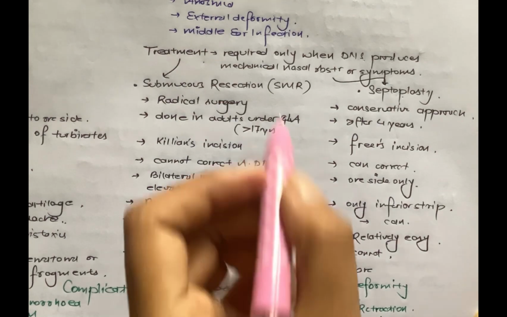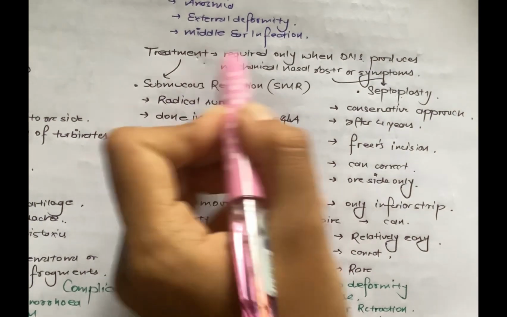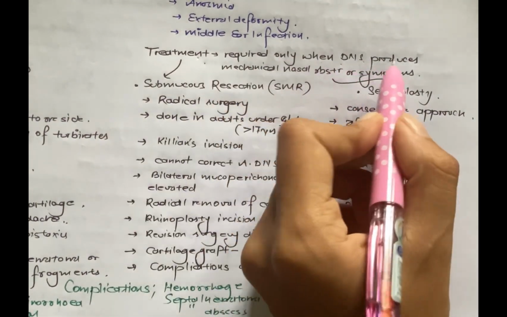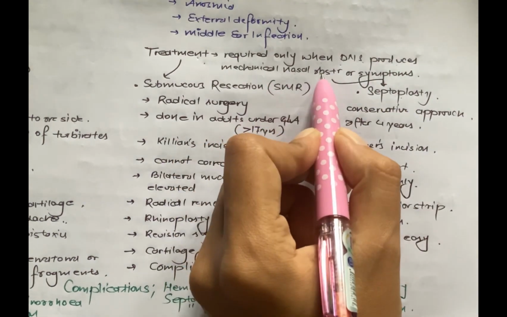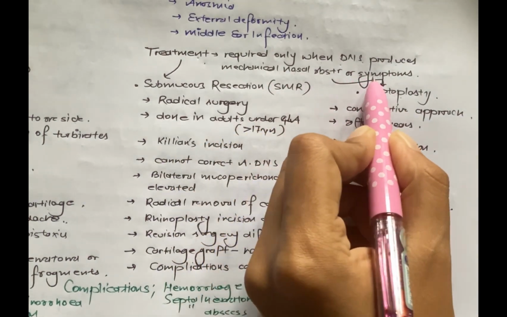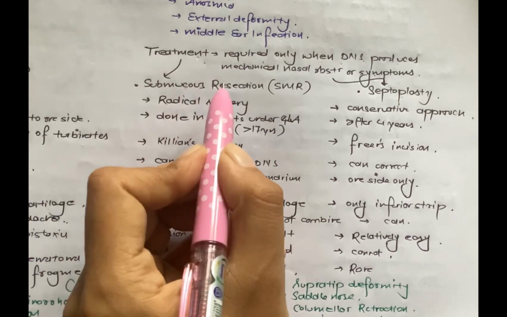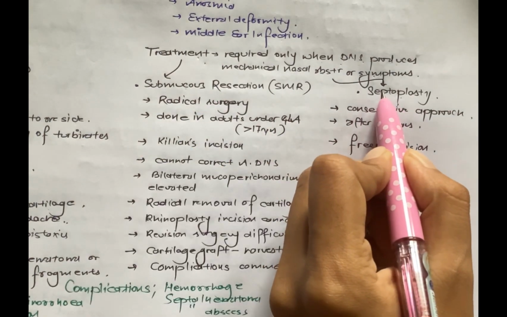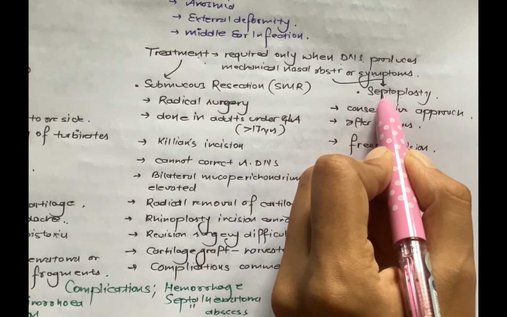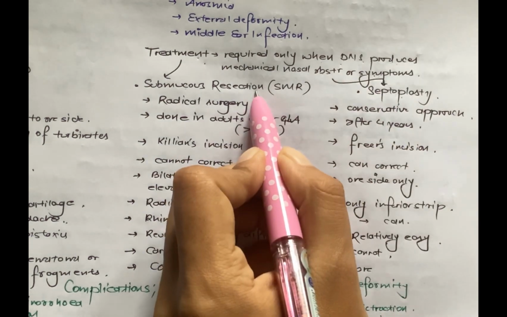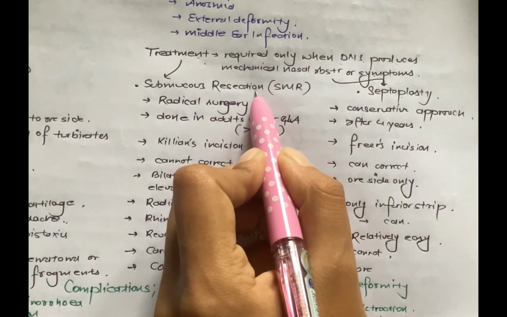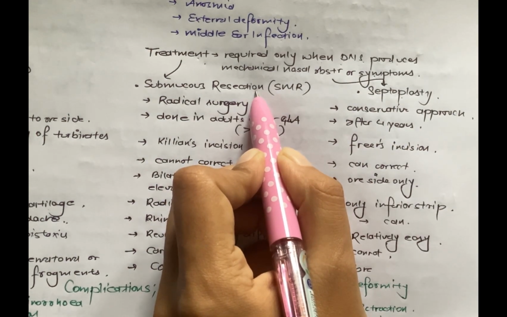Now moving on to the treatment. The treatment is required only when the deviated nasal septum produces mechanical nasal obstruction or any symptoms, and it can be treated by submucous resection and septoplasty. Septoplasty has now almost replaced the SMR operations, and let's talk about the differences between them.